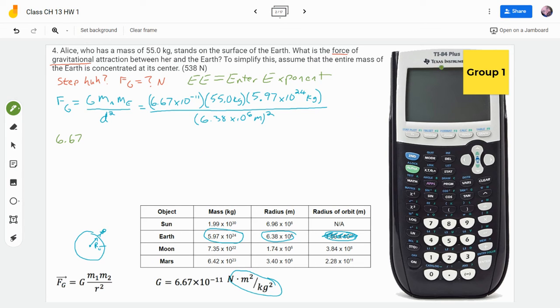On one of these TI-84 calculators, to do the enter exponent function, you have to hit two buttons. First, you hit the second button.